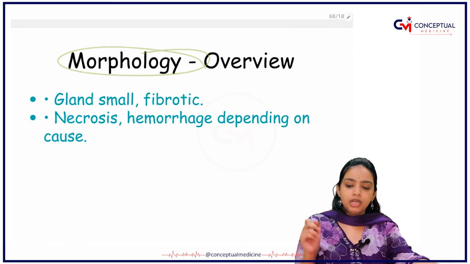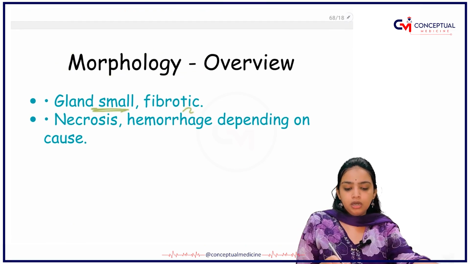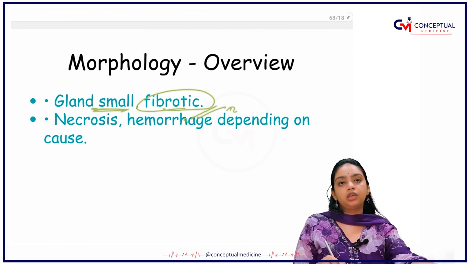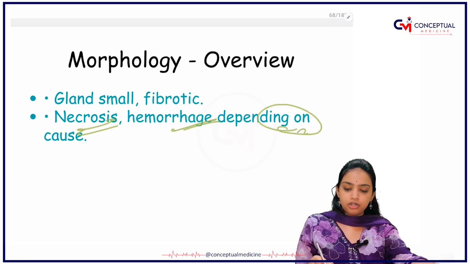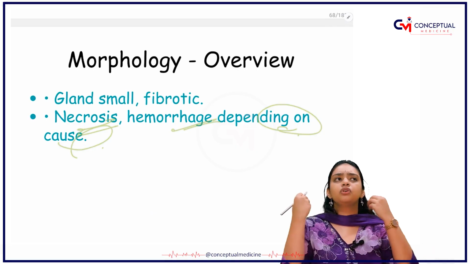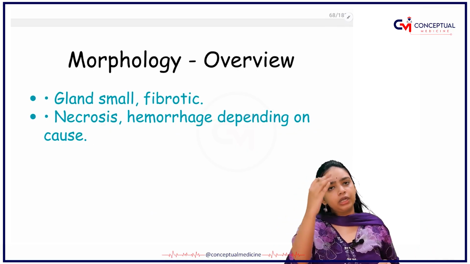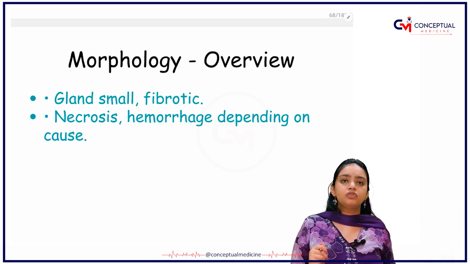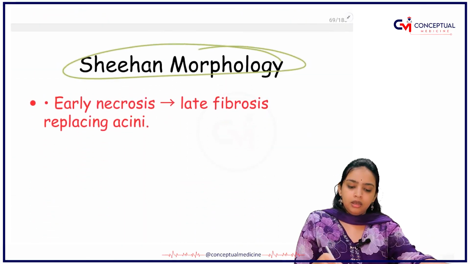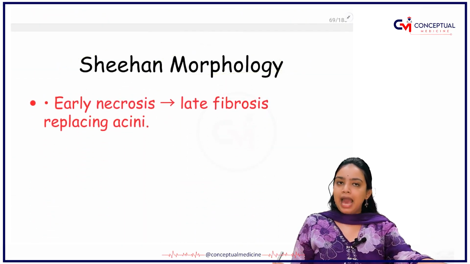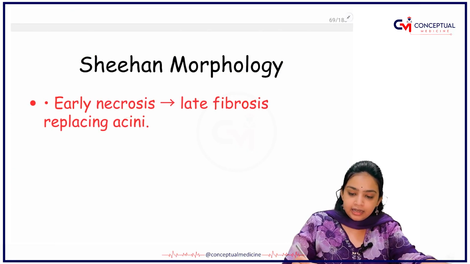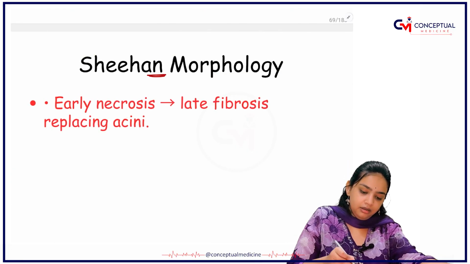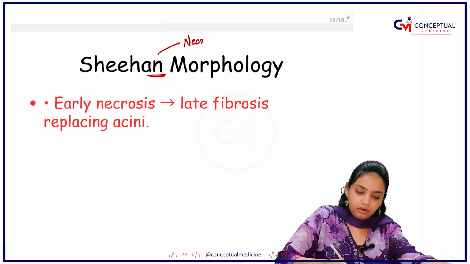In the morphology, we are able to see small glands which are fibrotic. Necrosis will be there and hemorrhage will be there depending on the cause. If the cause is trauma, then there will be a lot of hemorrhage that we will be able to see in that particular case. If I talk about the morphology of Sheehan syndrome, there will be early necrosis. N in Sheehan, N represents necrosis only.